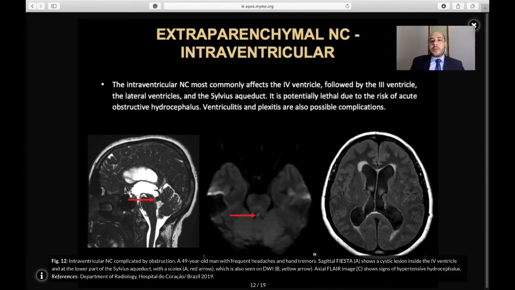Sagittal FIESTA shows a cystic lesion between the fourth ventricle and the lower parts of the sylvian aqueduct with a scolex on the red arrow, which is also seen on the DWI. On axial FLAIR, we see signs of hypertensive hydrocephalus.